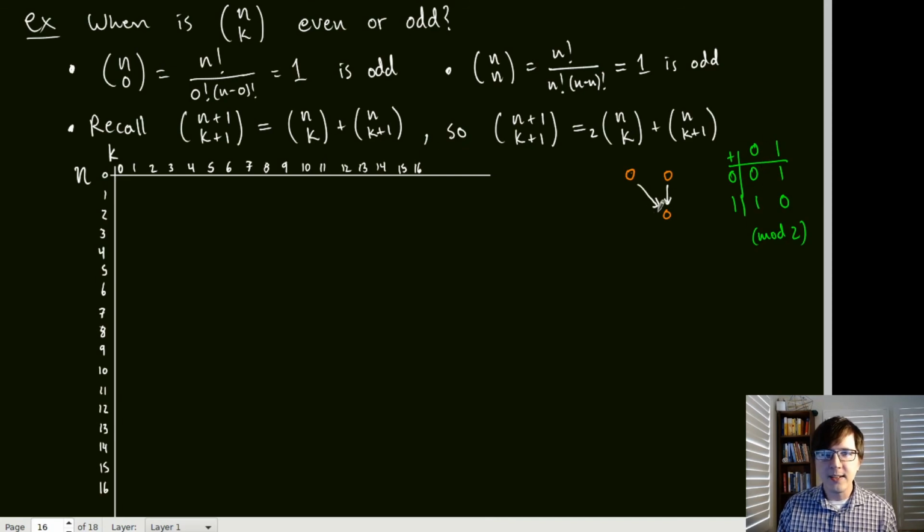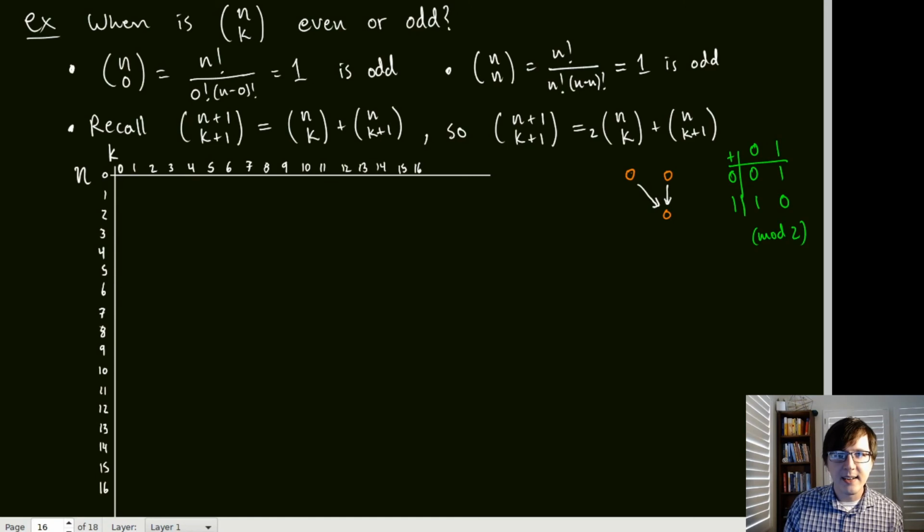So one thing that we can do is create a table of which of these numbers are odd. So n will be the rows, k will be the columns, and then this formula that we have says that to calculate it at the n plus 1, k plus 1 position, we have to go up a row, see what's there, and then also go up a row and go to the left one and see what's there, add them together, mod 2, and that will tell us the evenness or oddness.